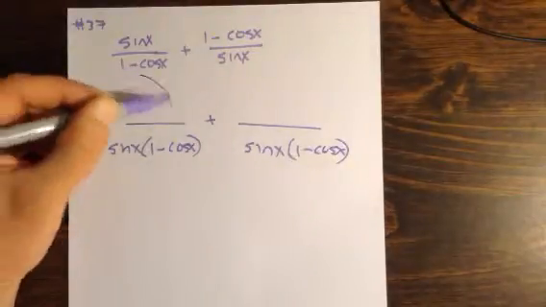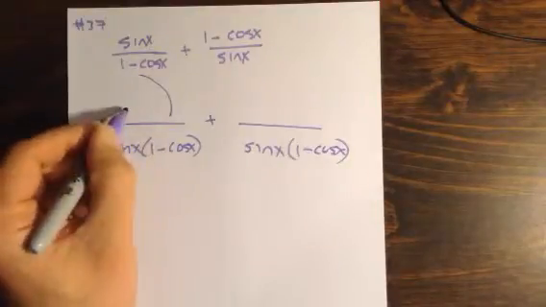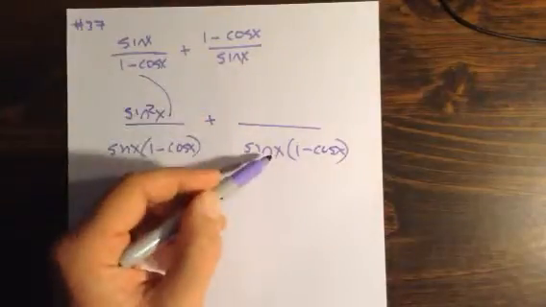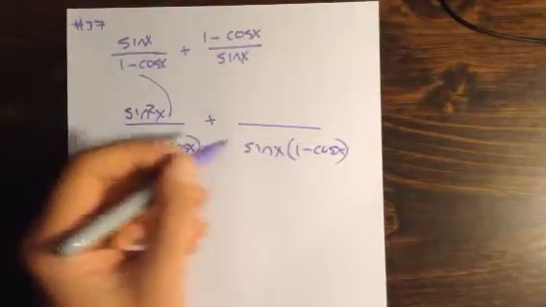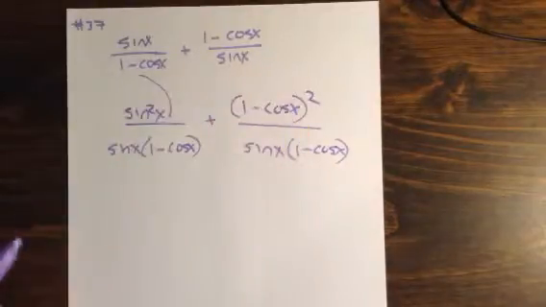Now, doesn't this quantity go into this quantity, sine of x times? So I'm going to have sine squared of x. Doesn't this go into this, 1 minus cosine of x times? So now I'm going to have 1 minus cosine of x squared.